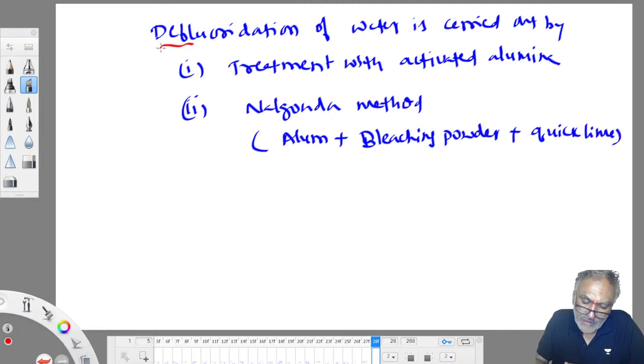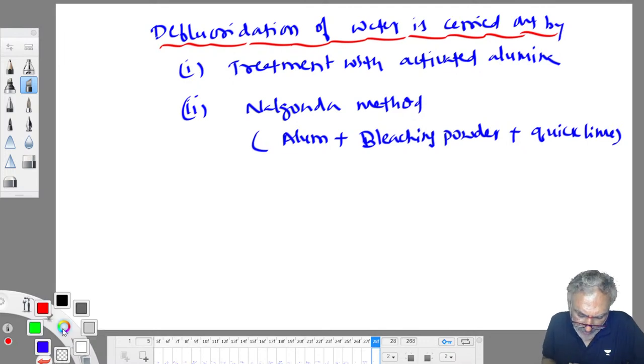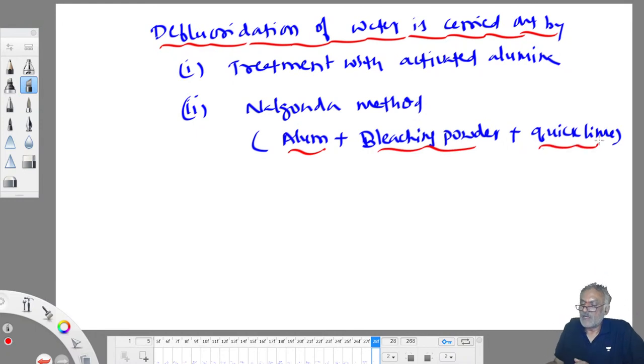Nalgonda is a place where people suffered with fluorosis. People of Nalgonda found a solution to fluorosis. So in the Nalgonda method, what you need to add is alum, bleaching powder and lime, quick lime. It produces a precipitate, and if we separate the precipitates, the water will be free from fluorides. Okay. In addition to that, treatment with activated carbon.